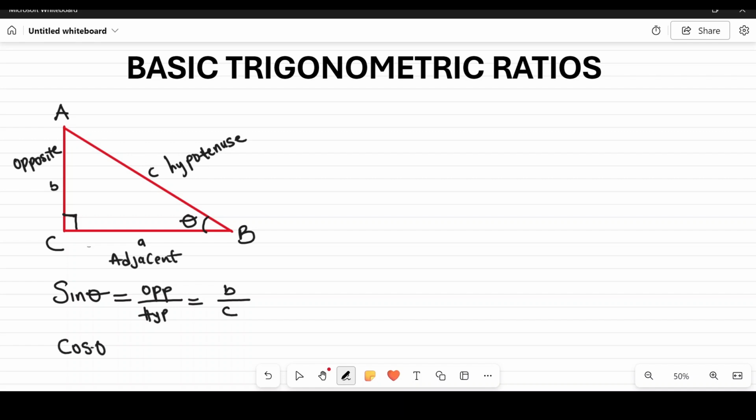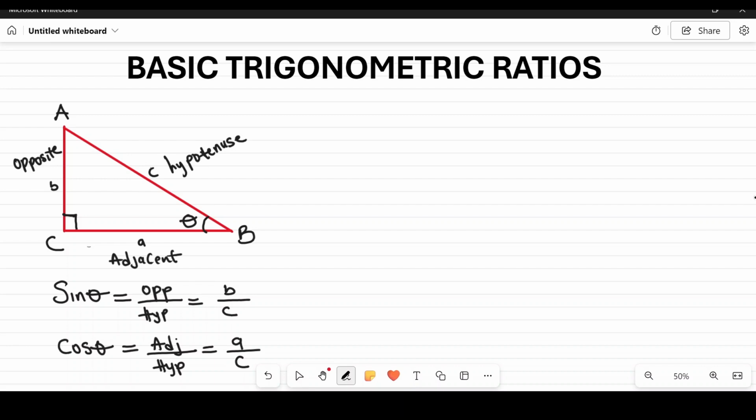So cos theta is defined as adjacent divided by hypotenuse. From our figure, our adjacent is side BC with respect to theta, so it is represented by letter A, and our hypotenuse is side AB, that is given as letter C.